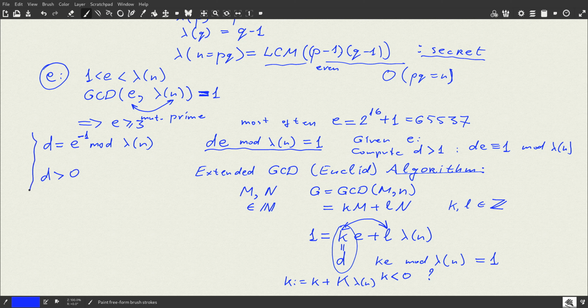Okay. So we got the inverse. And what is the private key then?